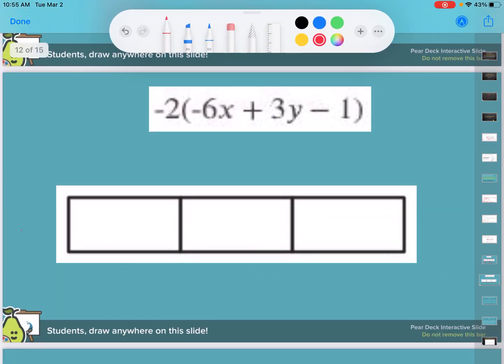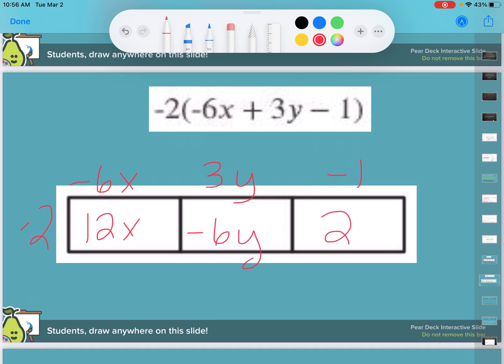All right, same thing again. Negative 2, so I've got negative 6x, 3y, minus 1. So a negative times a negative is going to be a positive. So I have 12x minus 6y. A negative times a negative is going to be a positive. Plus 2, so I have 12x minus 6y plus 2. Remember, if there's no sign in front of it, it has to be a positive.